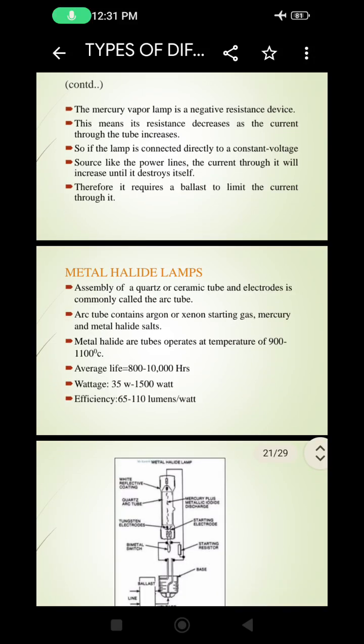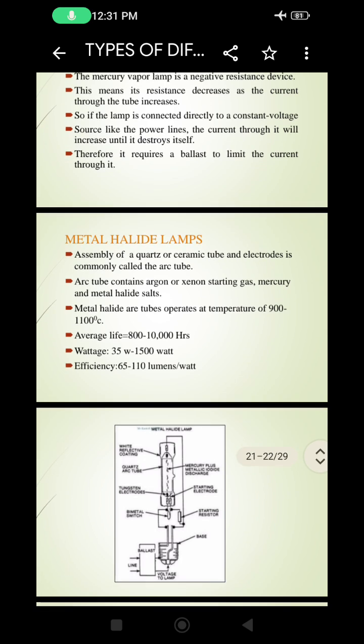Then metal halide lamps. The assembly of a quartz or ceramic tube and electrode is commonly called the arc tube. The arc tube contains argon or xenon starting gases, mercury and metal halide salts. Metal halide tubes operate at a temperature of 900 to 1100 degrees Celsius, with an average lifespan of 800 to 10,000 hours, a wattage of 35 watts to 1500 watts, and an efficiency of 65 to 110 lumens per watt.